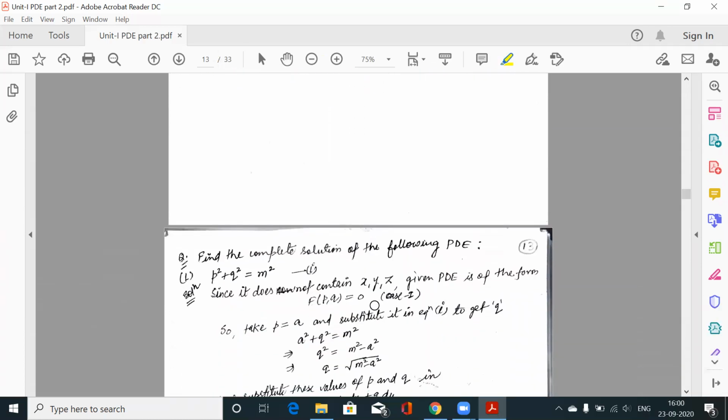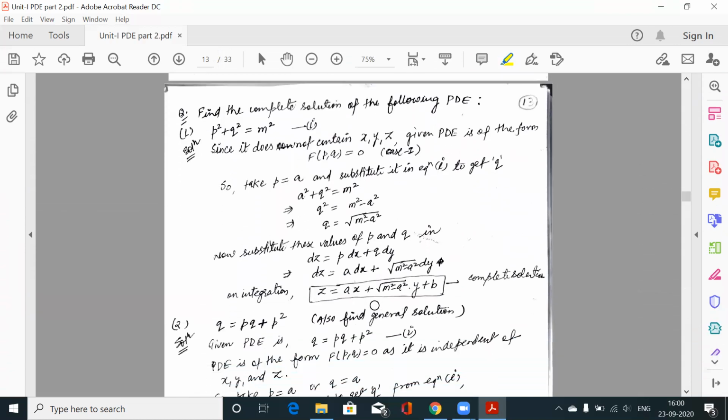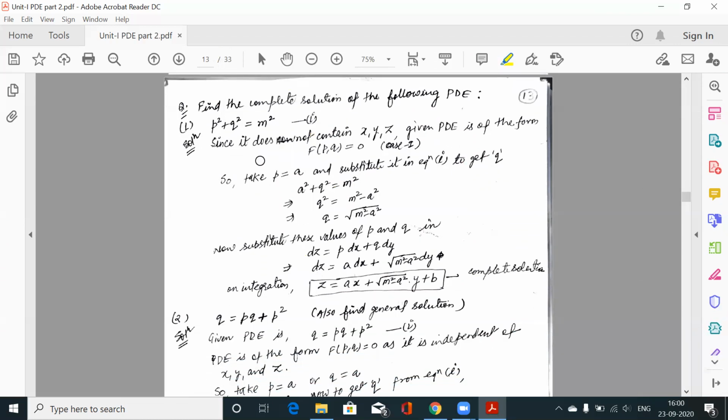So now the questions. Find the complete solution of the following PDE. This is the given partial differential equation: p square plus q square is equal to m square, where m square is any constant. So this is non-linear and first order because it contains p and q, which are first order derivatives, and because the power is more than 1, this is a non-linear first order PDE. So we can apply Charpit's method.